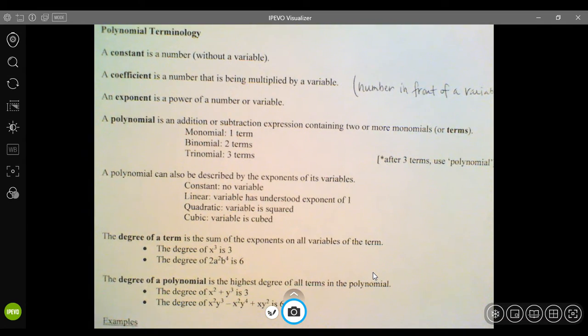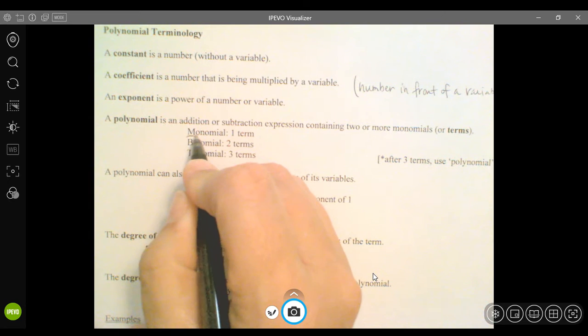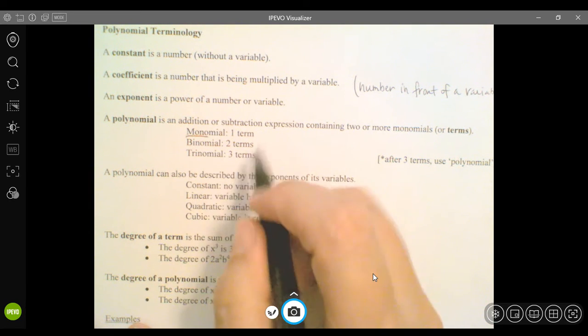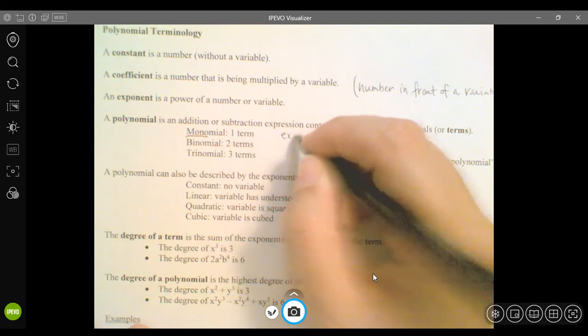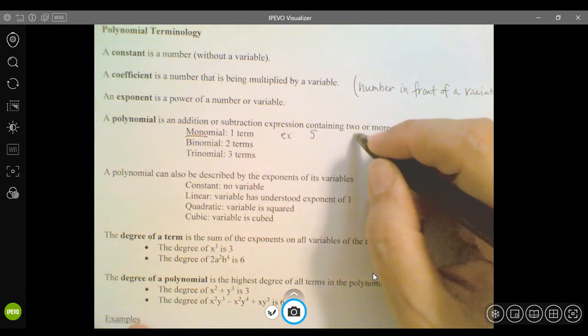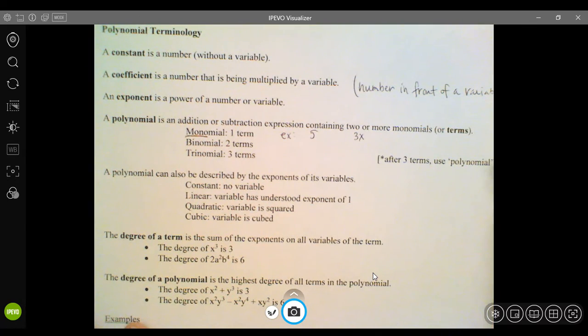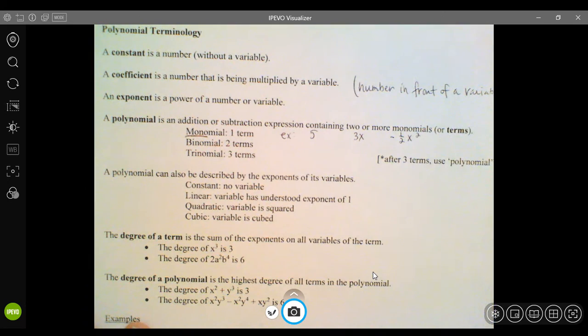When we name polynomials according to the number of terms, here's what you need to know. A monomial is a polynomial with just one term. 5, 3x, negative 1/2 x squared, whatever it may be.